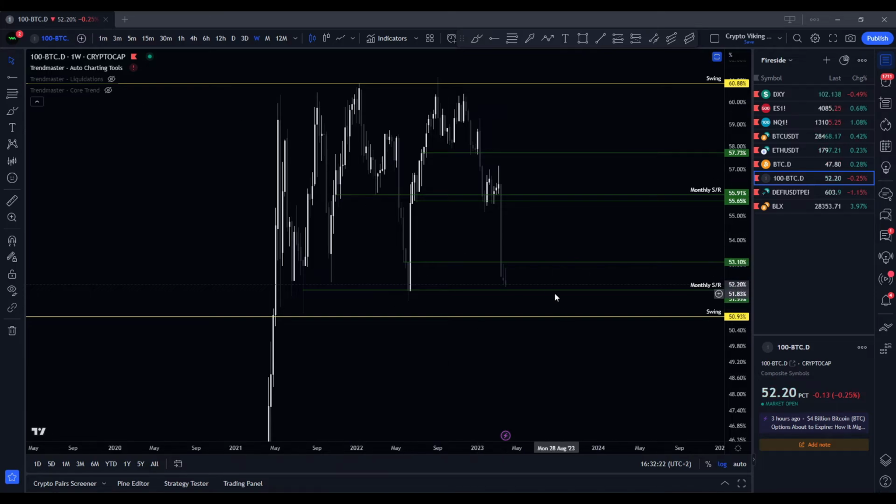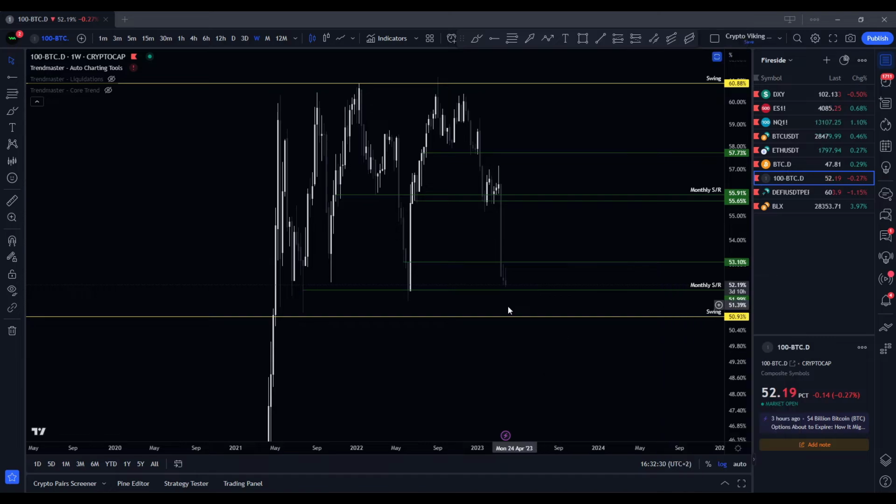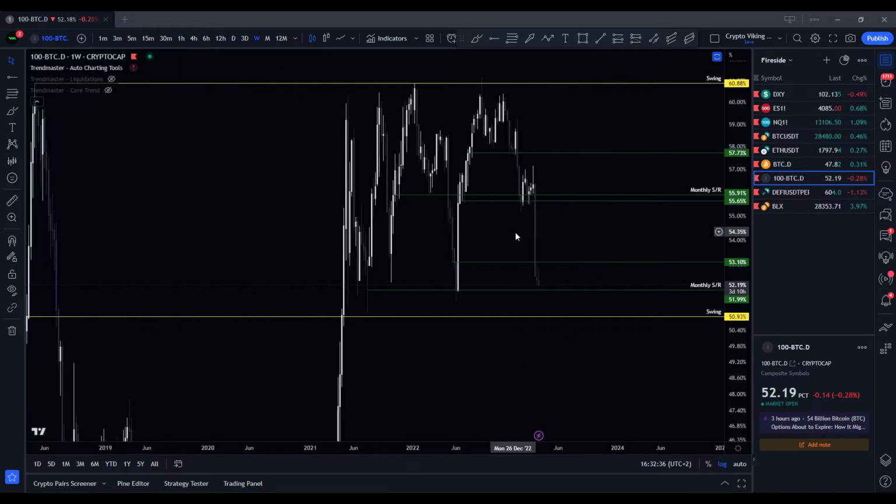stuff like on dominance. You find your major level. Well, here's a monthly SR, 51.9. Let's set an alert there, right? Add the alert on the horizontal ray. So if we start breaking below it, coming back down to some very high time frame swing structure, that tells me that Bitcoin's still leading the charge. If we gain 53%, 53.1, it might be the alt seasons are back on, right?